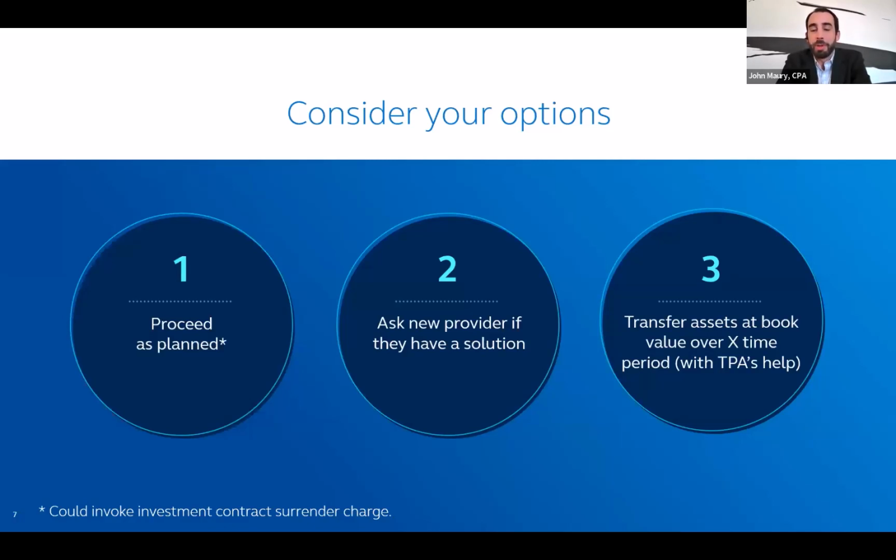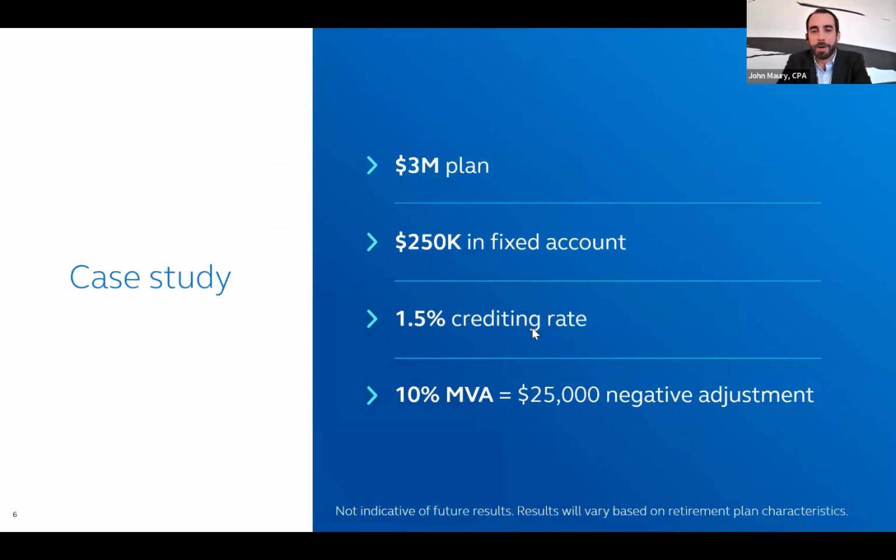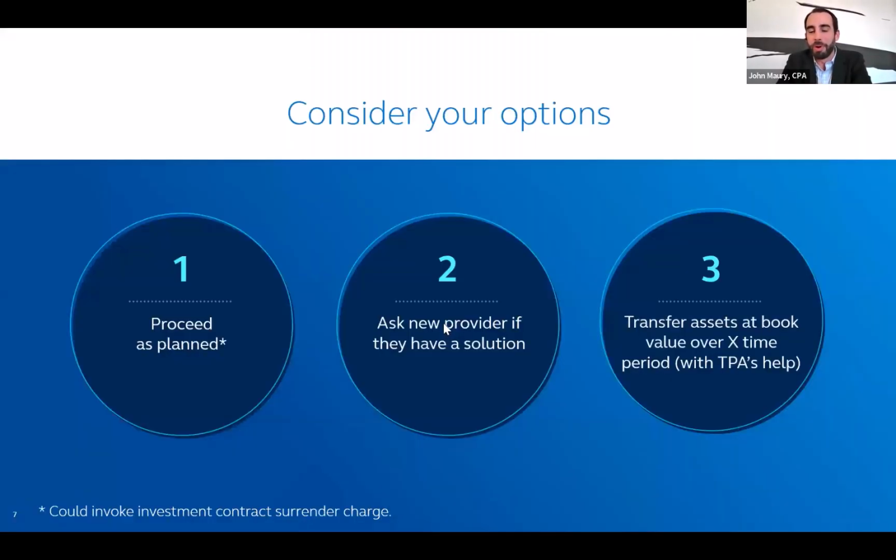Well, if the new provider is offering a 6% crediting rate, and I'll just put it as an aside, Principal as of December 1st will have a fixed account with a 6% crediting rate for new business. So even after you reduce that 120 basis points off that 6%, you're still at a 4.8% crediting rate, which, if you remember, we were at 1.5% with the last provider. So even after the reduction in the crediting rate to recoup the cost of the market value adjustment, you're still far above the crediting rate you were before.